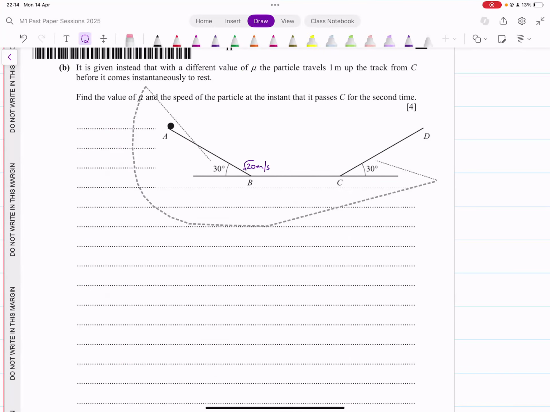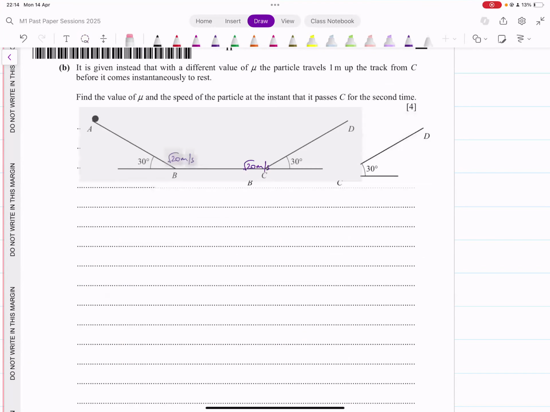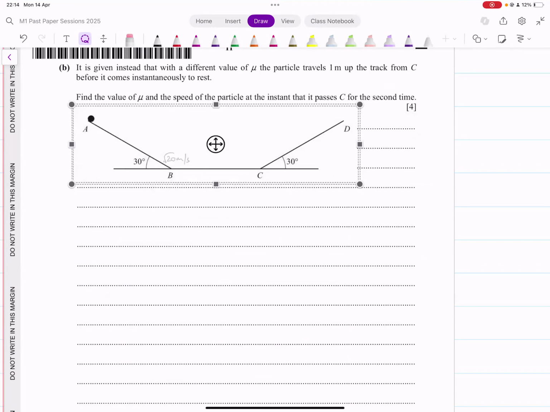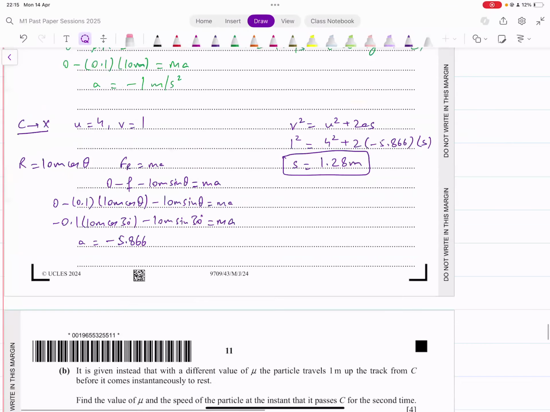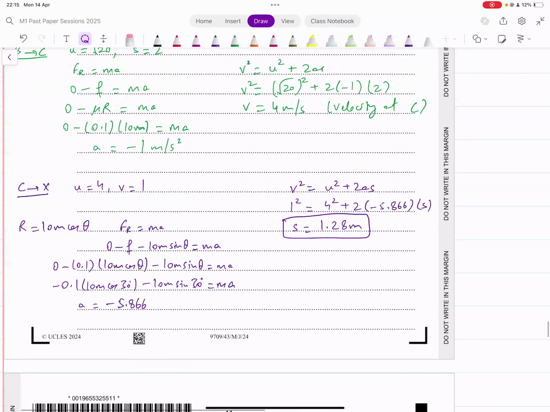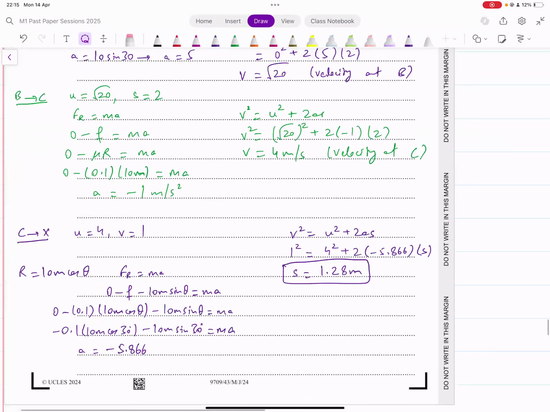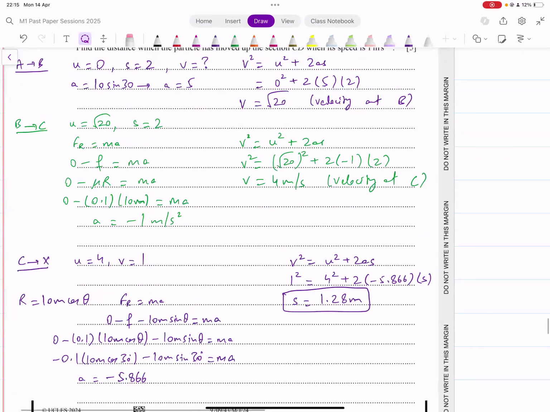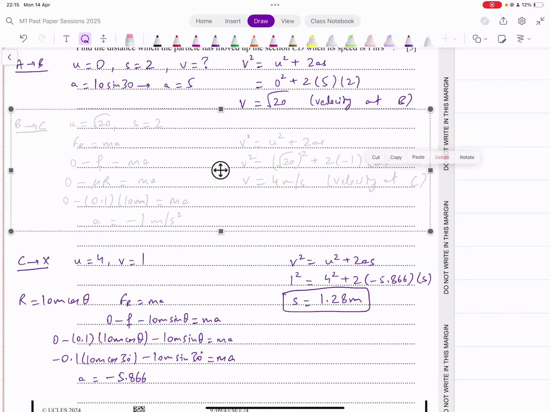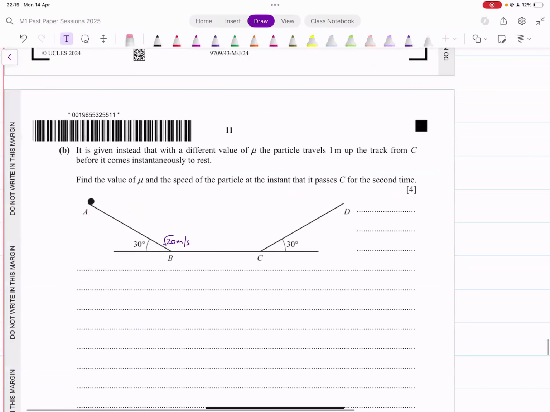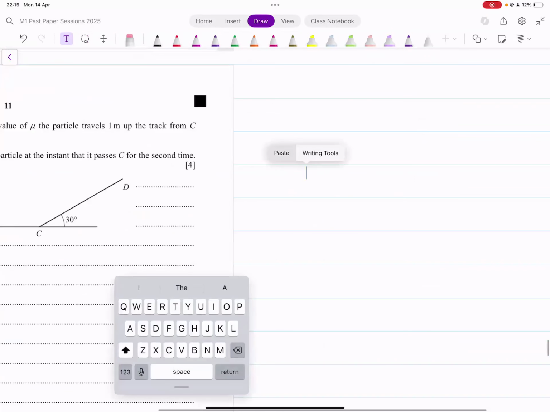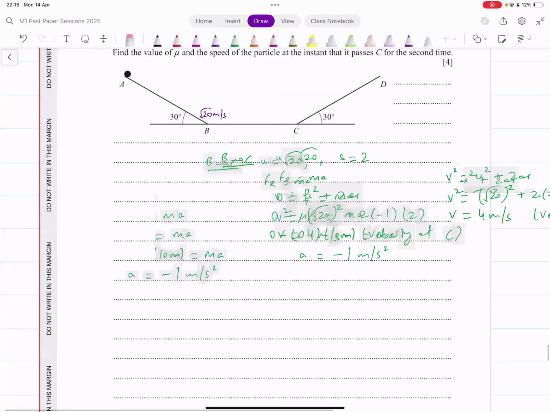Now, what happens from B to C? Let's think about that. From B to C, this is what we did earlier, right? Just copy that here. This is what we did for the B to C part earlier. We can use the same equation again. This is what we did there.